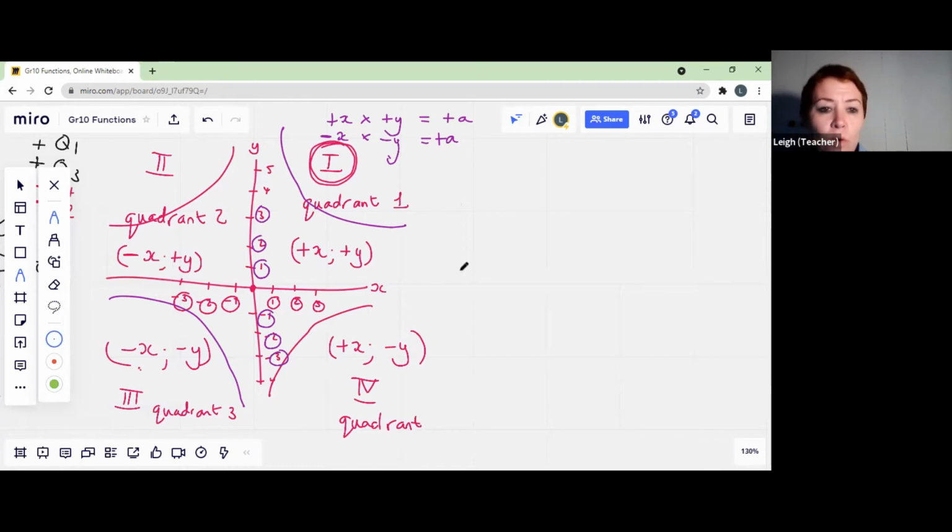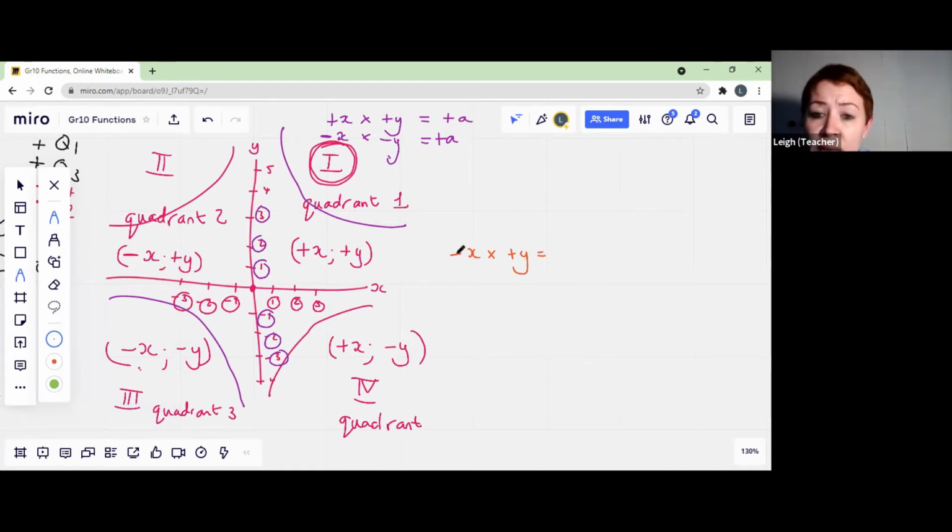Now I'm just going to quickly change my color, and then I'm going to draw on the same graph, although it probably is a little bit confusing by now, but does it make sense? Now I'm looking in quadrant 2. You've got a negative x times a positive y. What does the sign of a have to be? Can a be positive?